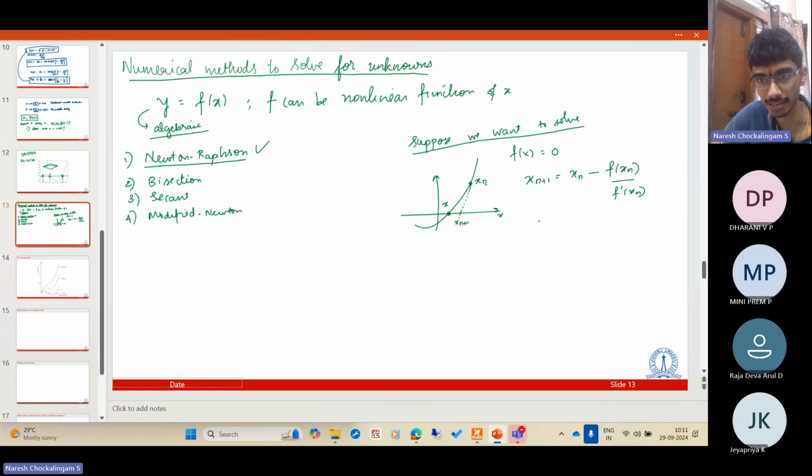I'll write the equation of the tangent. f of xn is equal to f dash of xn into xn minus xn plus 1. Right, so we want f of xn plus 1 to be roughly 0. So this is one thing. Yeah, this is fine. So this is the idea.